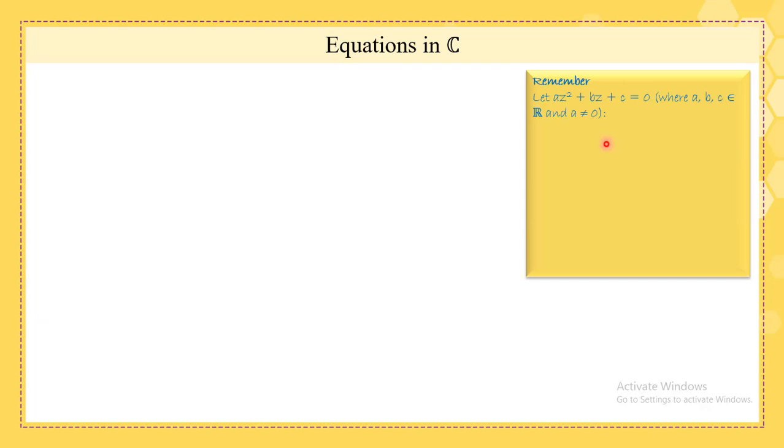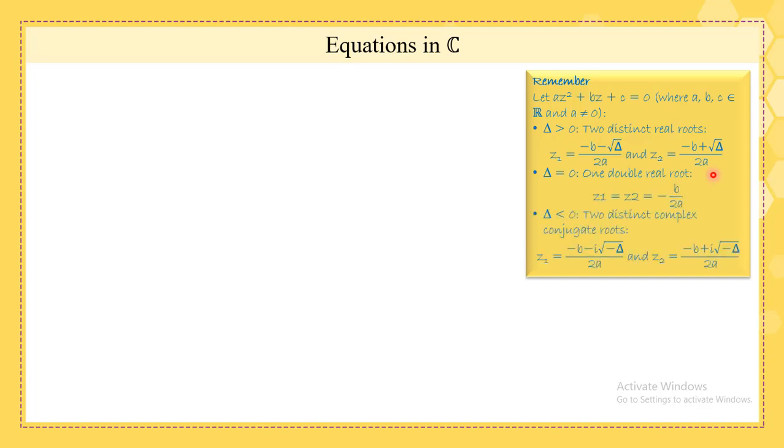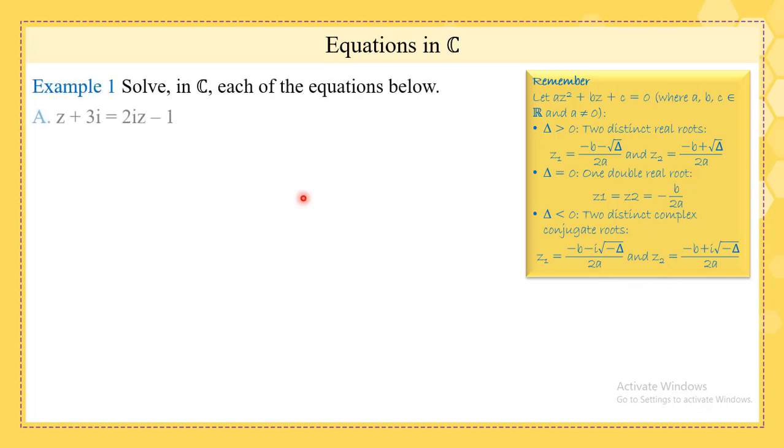So this is what we have to remember when the degree is 2. When delta is positive, this is what happens. When delta is 0, we have one double real root. And the only difference is that when delta is negative, we're going to have two distinct complex conjugate roots, which are given as follows. Let's see this example. We need to solve in C these equations. Let's begin with the first equation.